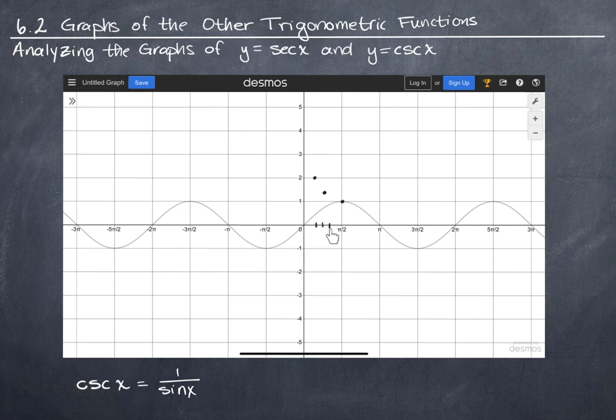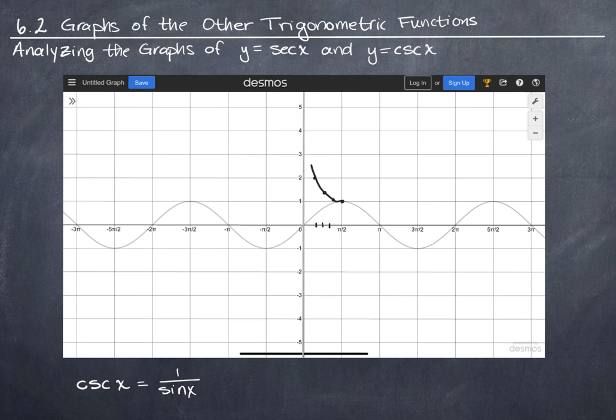At pi over 3, the sine function has an output value of 0.866. 1 over that is 1.15. So 1 over sine is 1 over 0.866, which is 1.15, which is about there. So this graph has the behavior that you see here. Let's talk a minute about what the graph of sine is doing at 0. When the input value is 0, sine of 0, the output value is also 0. Well, 1 over 0 is undefined. So in fact, at 0, we have an asymptote.